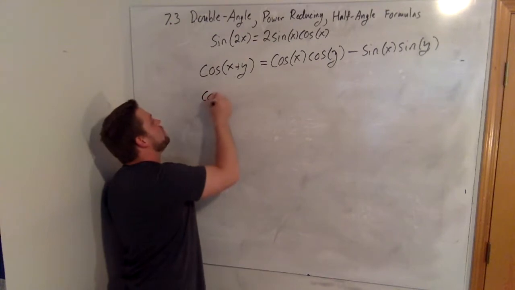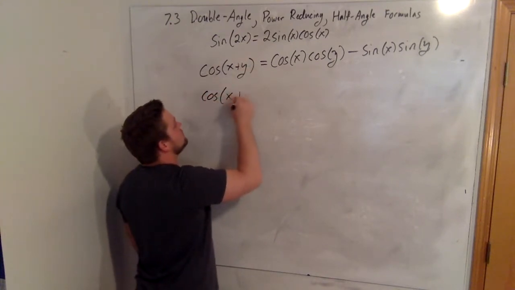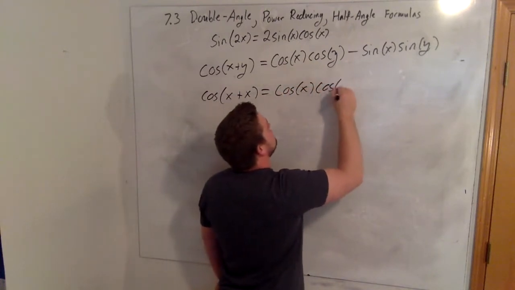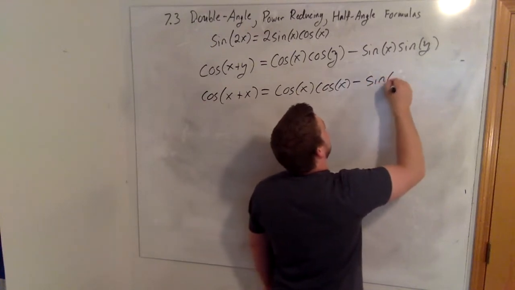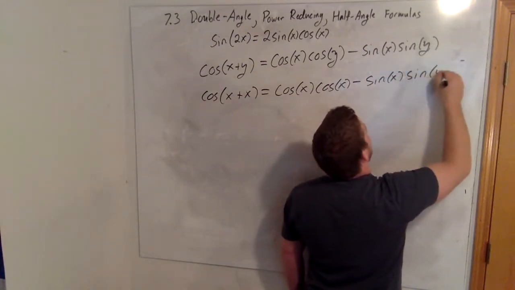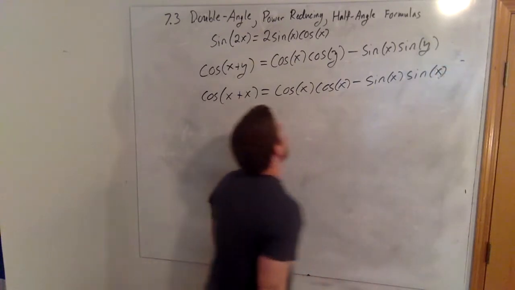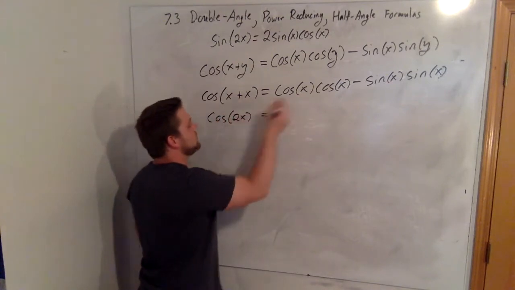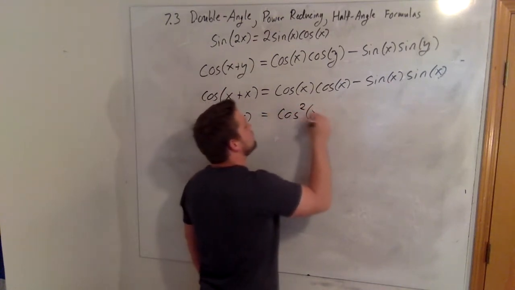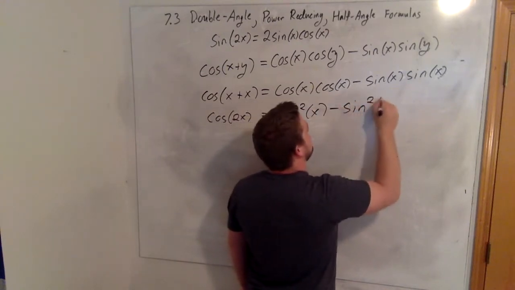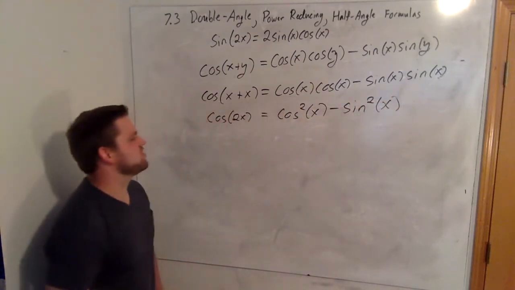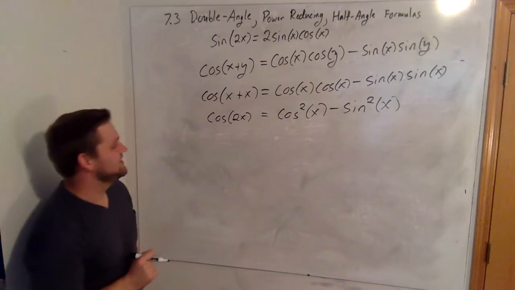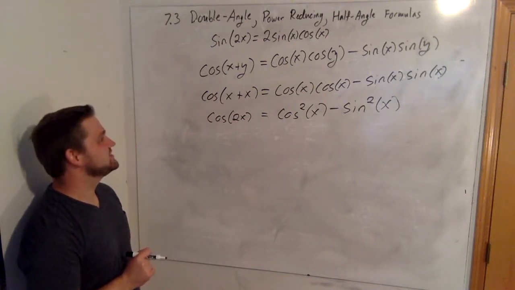Okay, so what if we replace the y's with x's? What if we have cosine of x plus x? Well, we get cosine of x times cosine of x, minus sine of x times sine of x, just replacing all our y's with x's. And let's see what we get. Well, we'll get that cosine of 2x is equal to cosine squared of x minus sine squared of x. And again, we see the character of cosine. Cosine says, me first. Sine, you have to go second. Cosine, you're so selfish.